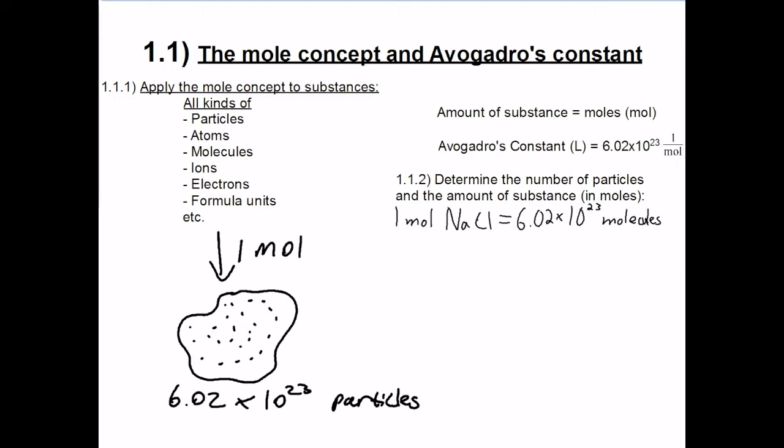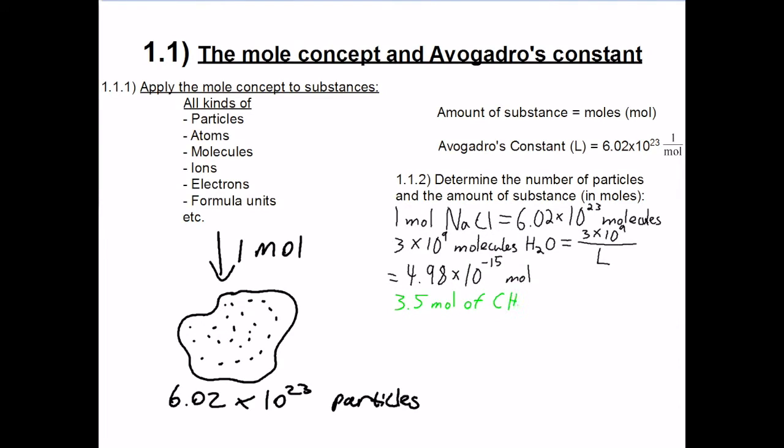The next example is if you have 3 times 10 to the power of 9 molecules of water, then that will be equal to 3 times 10 to the power of 9, all divided by the constant L, which is Avogadro's constant, 6.02 times 10 to the power of 23, which is then equal to 4.98 times 10 to the power of negative 15 moles.